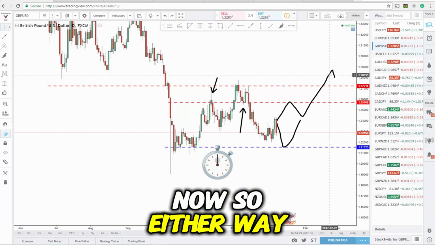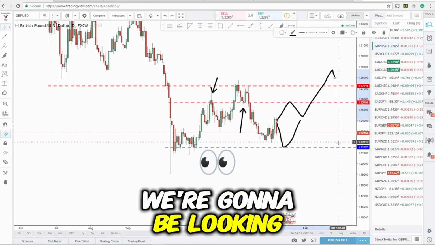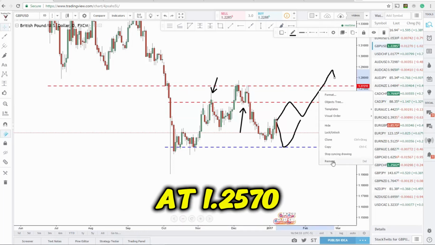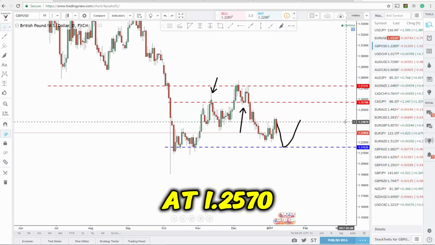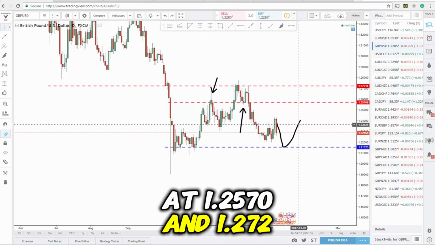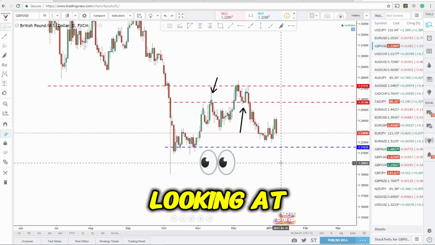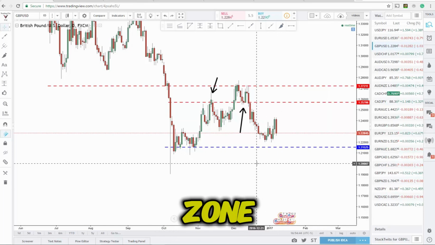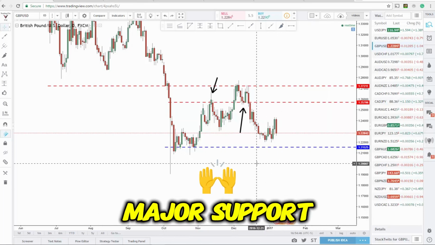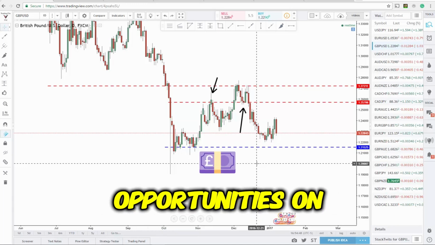So either way, if we go up, then we're going to be looking at our two resistance levels at 1.2570 and 1.272. And if we head down lower than we are now, then we're going to be looking at the 1.2152 zone as an area of major support to look for buying opportunities on the pound.